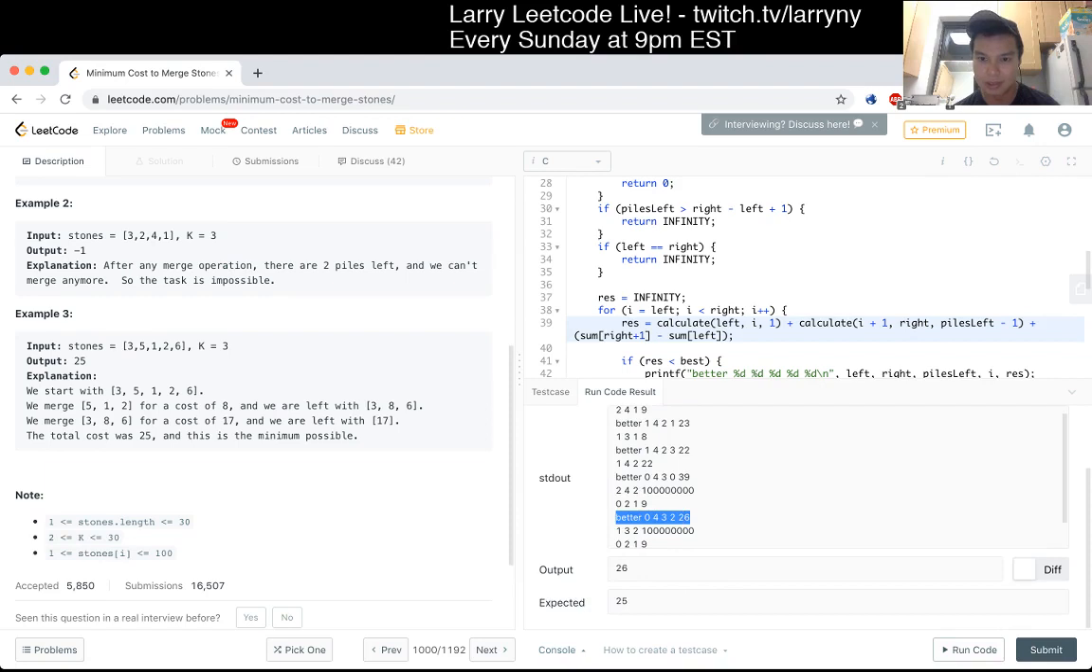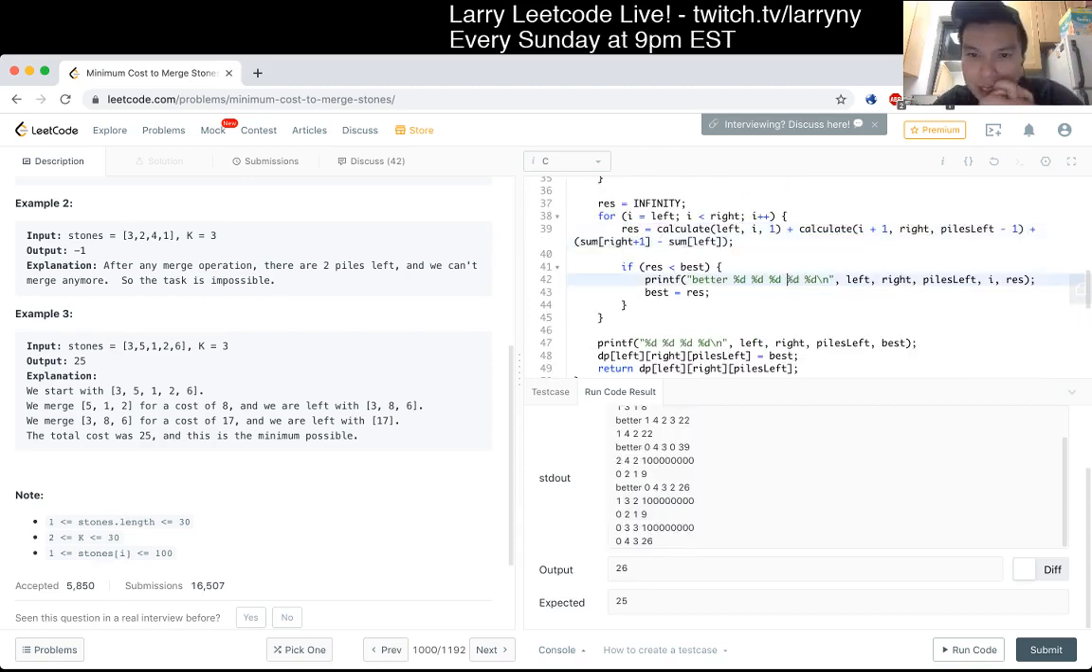So still 2 with 1 pile, and then 3, 4 with 2 piles. That's 8, 9 plus, that's 9 plus 9 plus 17, so that's 26. I guess mathematically that's right. But it's not doing the right thing.